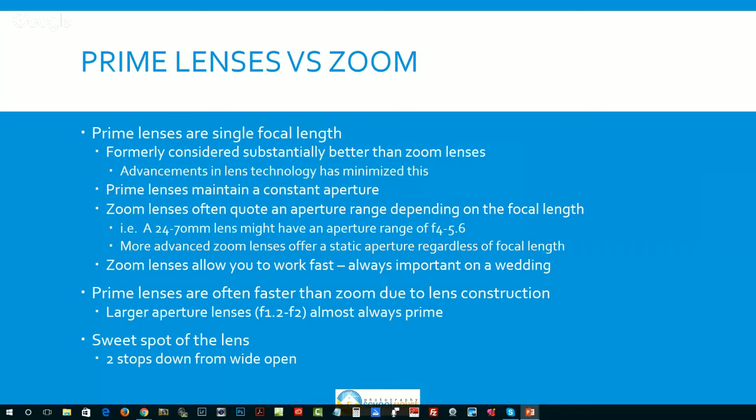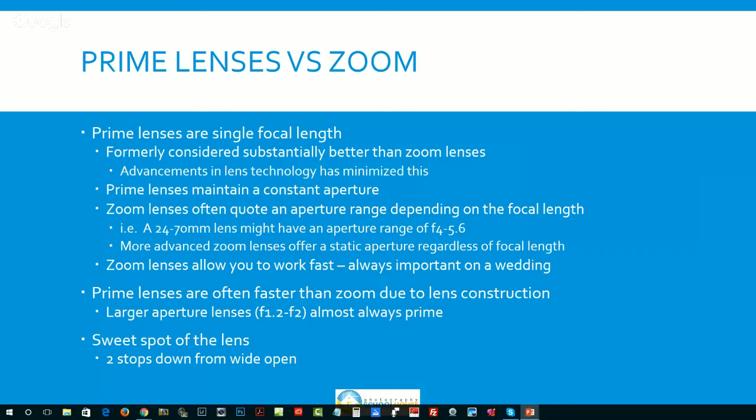So prime lenses are often faster, I should point out, as the bullet says. Prime lenses are often faster than a zoom lens due to the construction, which means that if you do need to get down to an f1.2 or an f2 or something like that, then yeah, you probably have to go prime. One of the popular lens formats, an 85 1.2 in Canon or Nikon, very, very popular lenses, awesome lenses, expensive lenses, but where the heck else are you going to get an f1.2?